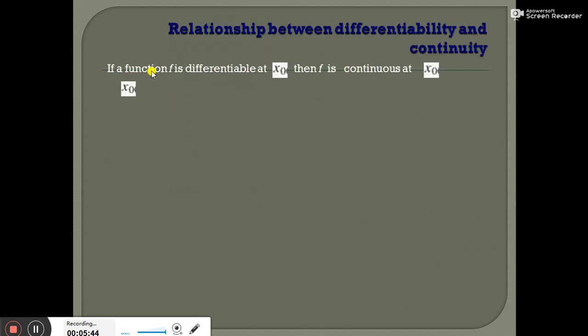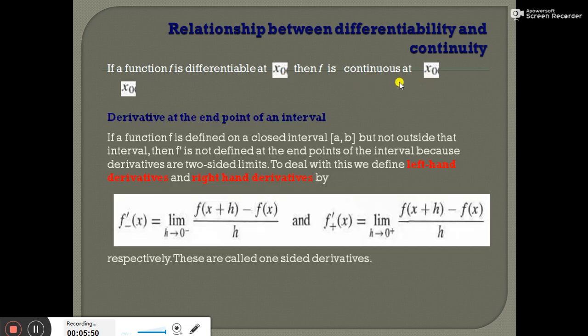Again we have to remind this: if a function is differentiable at x naught, then it is continuous at x naught. Now the derivative at the endpoints of the interval. If a function is defined on the closed interval [a, b] but not outside that interval, then f dash is not defined at the endpoints of the interval, because the derivatives are two-sided limits, that is the left hand derivative and the right hand derivative. If the left hand derivative and right hand derivative are both equal, then the derivative of the function exists, otherwise not.